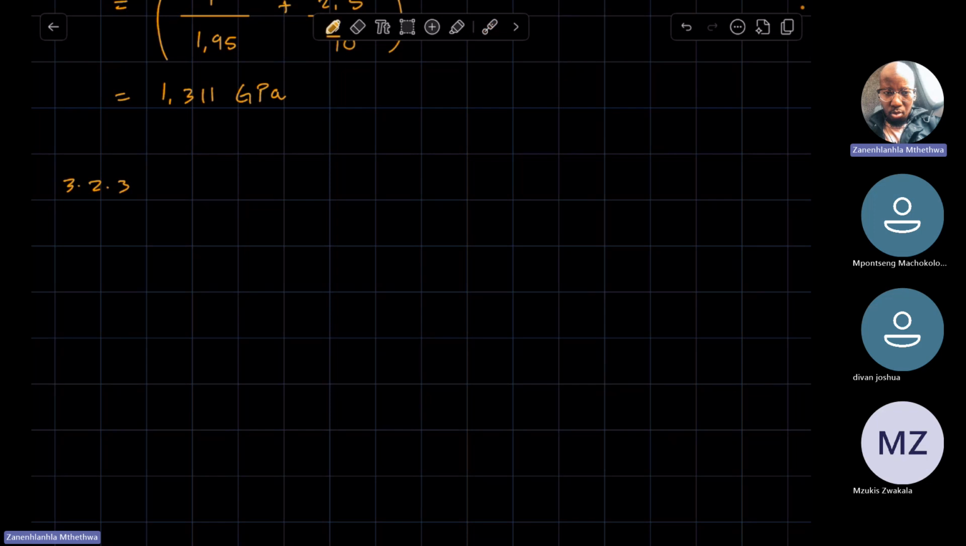All right, and how you calculate that clearance is, now remember that Young's modulus of elasticity is equal to stress divided by what? Divided by strain. To remember this formula.